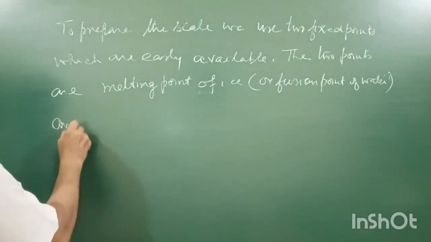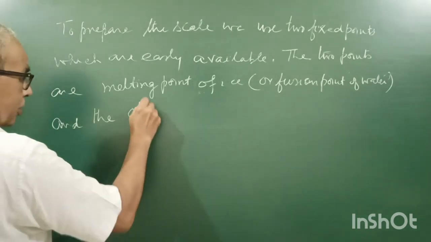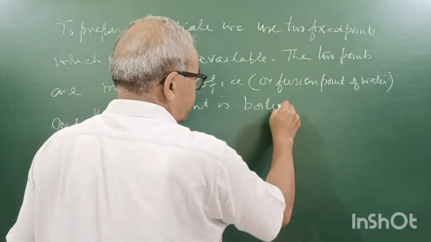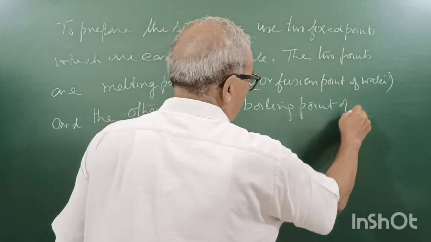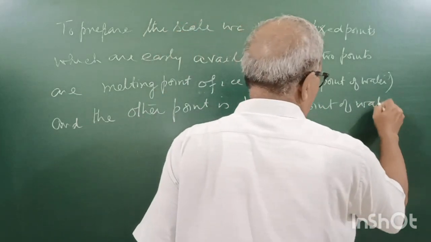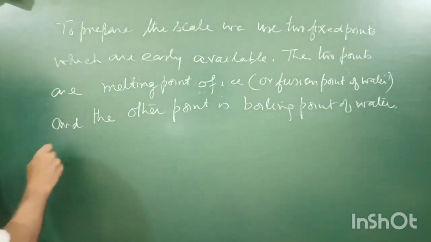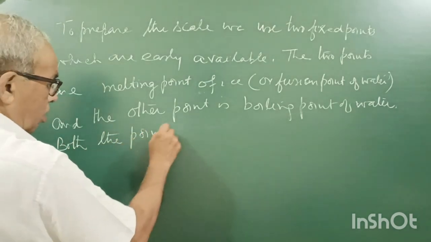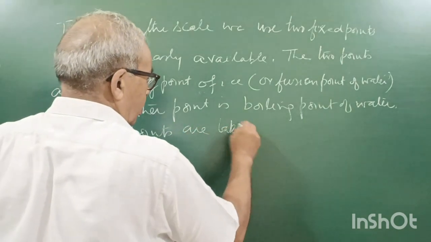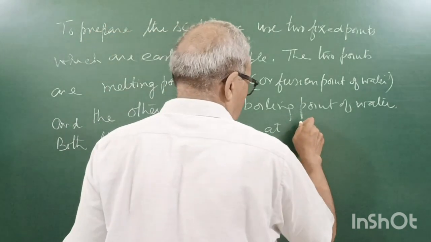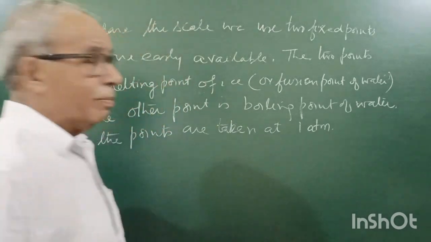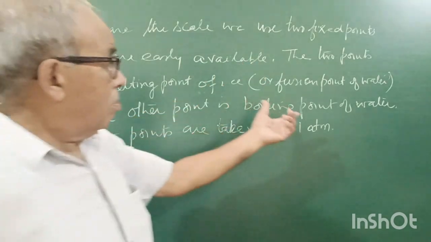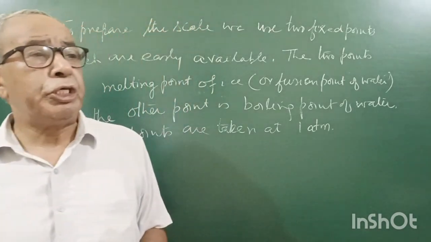And the other point is the boiling point of water. Both the points are taken at one atmosphere pressure, 1 atm. You have learned atmospheric pressure, about 1.03 × 10³. Actually, the fusion point and boiling point both change with pressure.